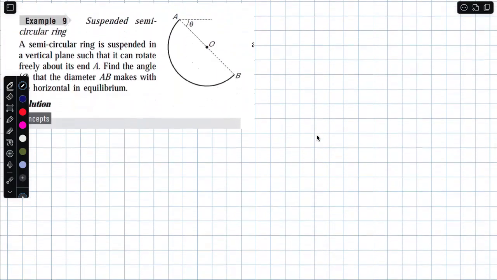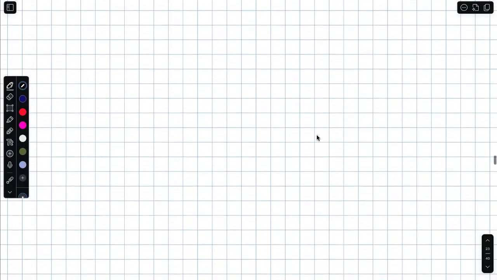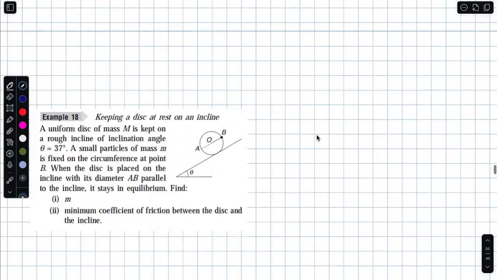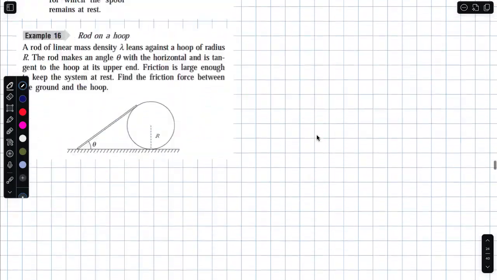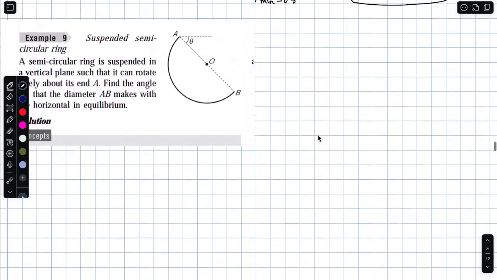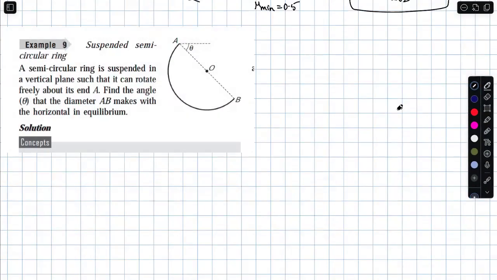A suspended semicircular ring. ఇంక నుంచి difficulty level 1, 2, 3, 4, 5, 6, 7, 8, 9. ఈ 9 ఎలా అయినా ఇప్పుడు కంప్లీట్ చేయాలి. That's my target. Then only pathfinder questions will be left. Only pathfinder questions.